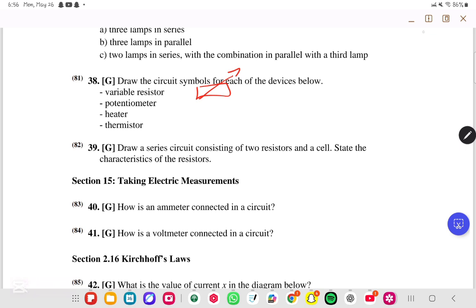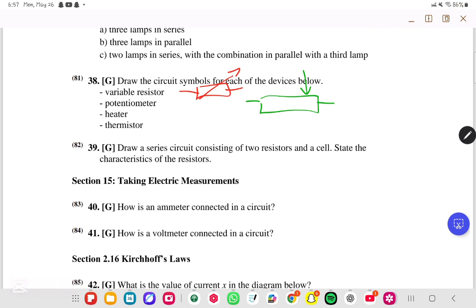Potentiometer. What does a potentiometer look like? It looks like this. So first you draw this. Do not forget to add these. I forgot to add them up here. And then you draw a small arrow. What does this arrow mean? This arrow means you can move it to change the voltage based on how you want it.